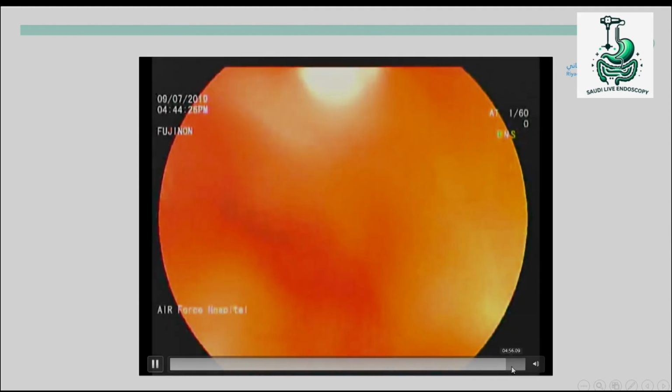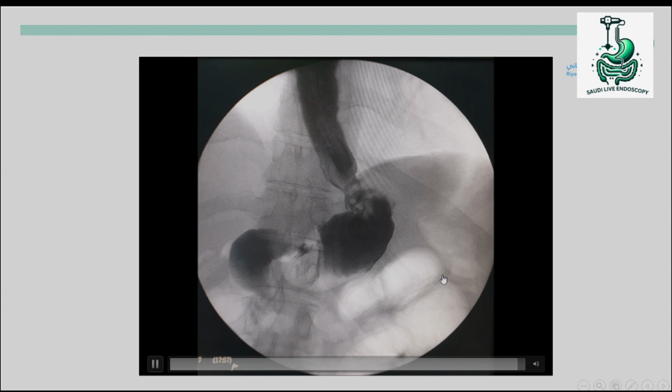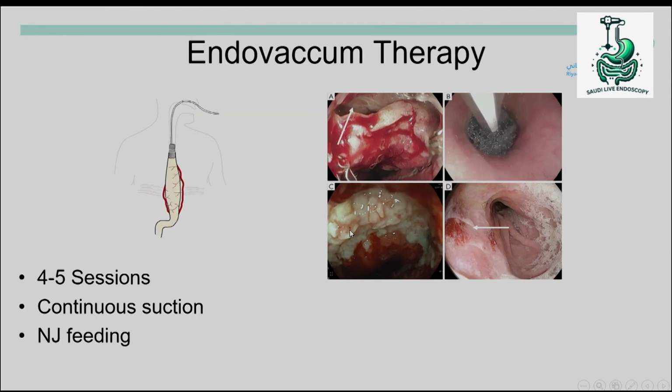I'm sorry, I'm just running quickly due to the time. And you have the healing of the leak with endoscopic internal drainage. So yeah, this was in a review in 2018. So yes, I changed my mind that a contained leak cavity should be present when you do endoscopic internal drainage, but you can see that there are advantages and disadvantages of each procedure, and you really have to be flexible in using each one.